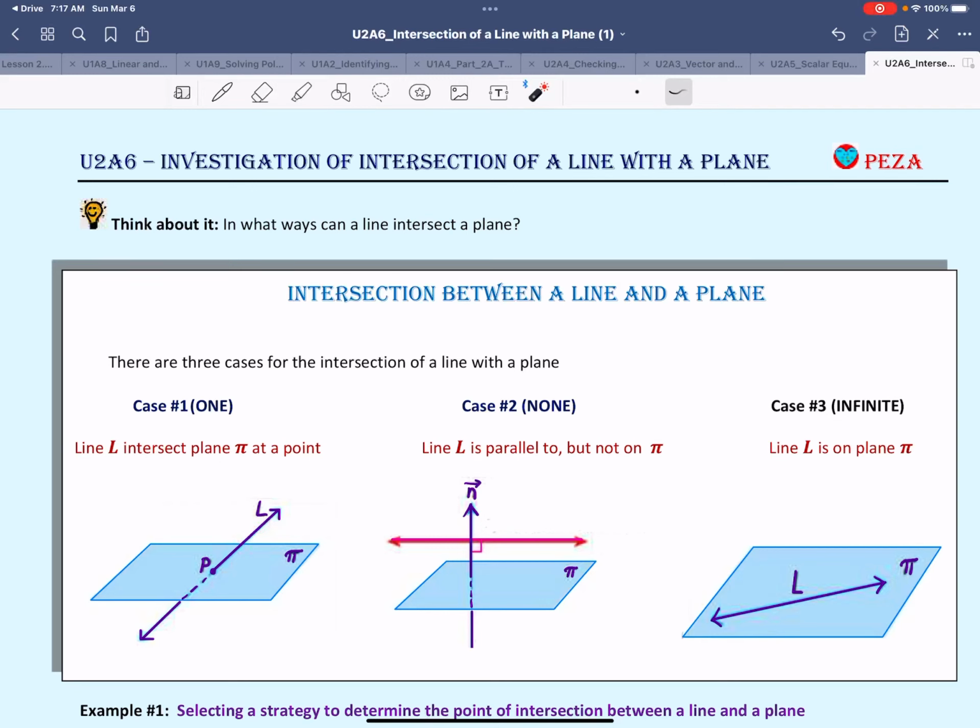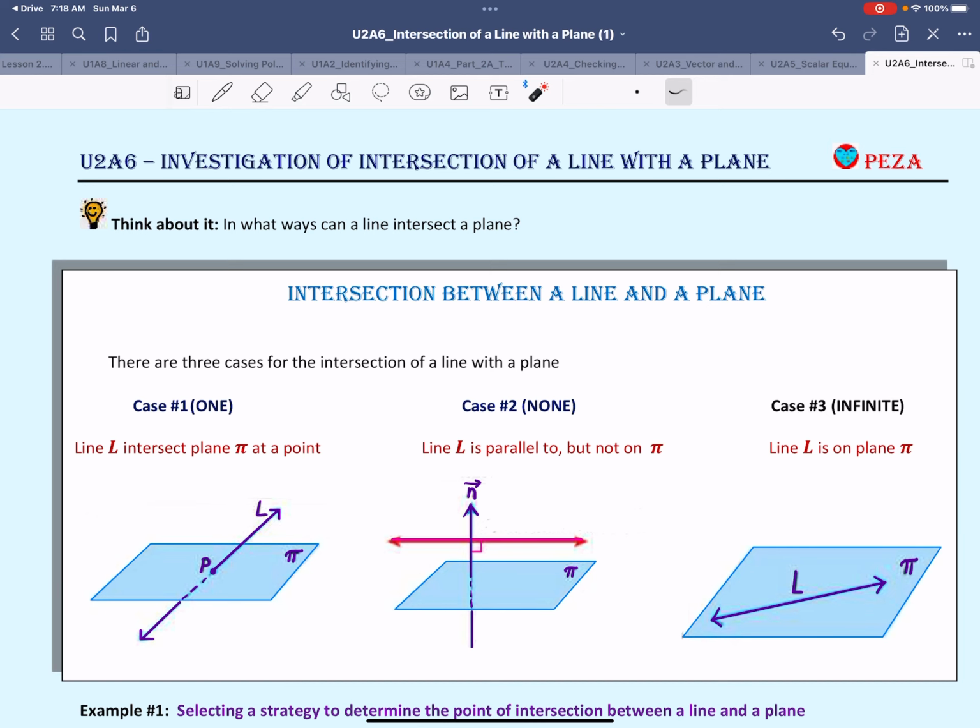We're about to start lesson U2A6 where we will investigate the intersection of a line with a plane. Before we get started, we're going to go over the various cases of how a line can intersect a plane. So if possible, have a piece of paper and a pencil ready, and try to envision together as we go through each and every case of how a line intersects a plane.